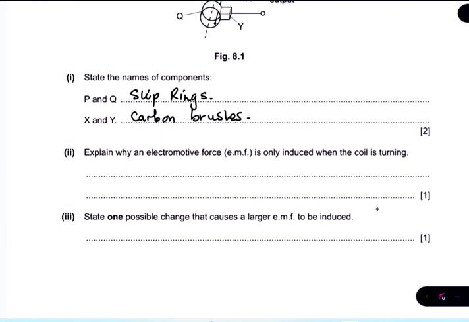Explain why an electromotive force, EMF, is only induced when the coil is turning. So this is probably based on Faraday's law and Lenz's law. So the EMF can only be produced when the coil cuts the magnetic field, or when the magnetic field is cut by the coil. So that's why EMF is only induced when the coil is turning.